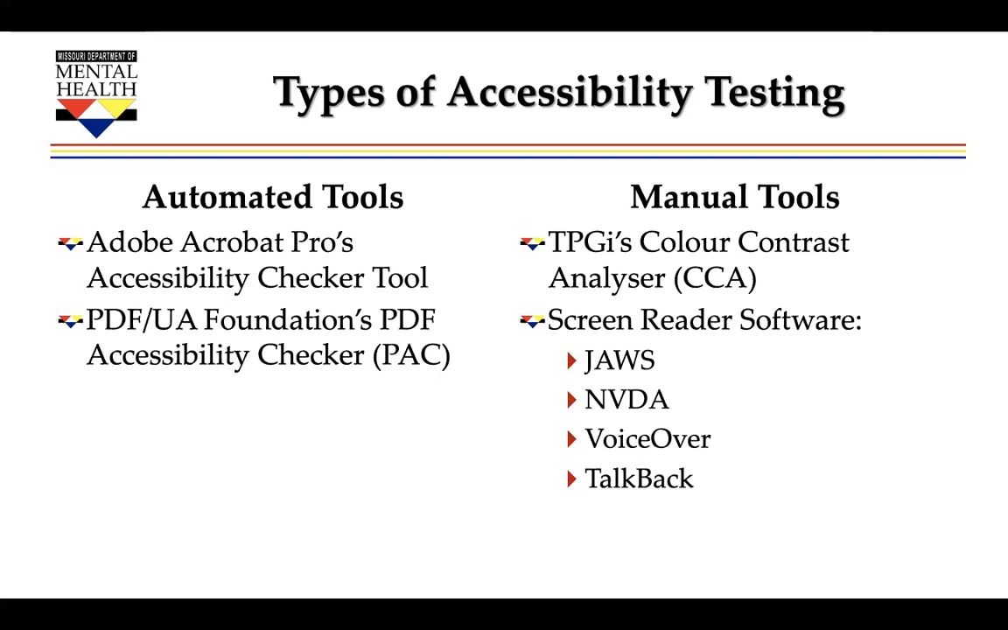And then this is beyond the scope of the demonstrations that are going to be in part 2, but an important part of accessibility testing includes using screen reader software like JAWS, NVDA, or on Mac or iOS devices VoiceOver, or on Android devices TalkBack.